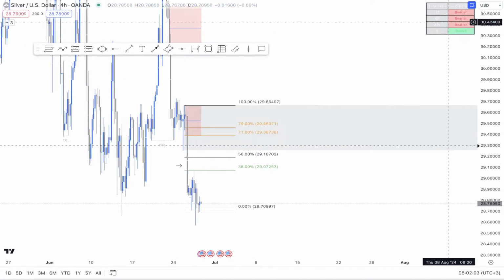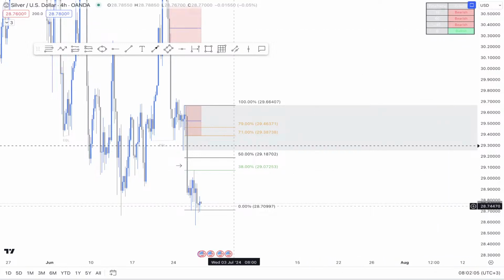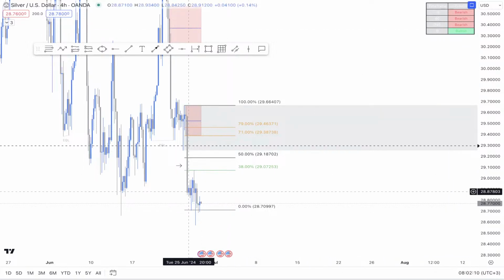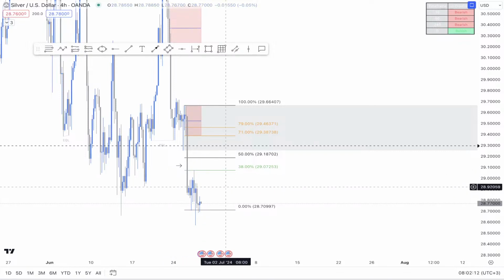The 4-hour is bearish on the trader graph, and so far the pullback has been very nice and corrective. So we definitely want to see a continuation of that.